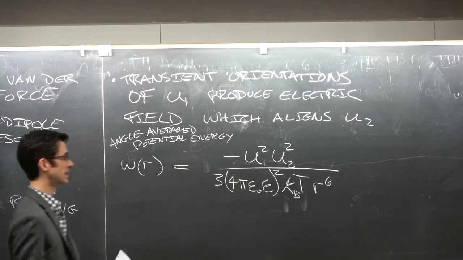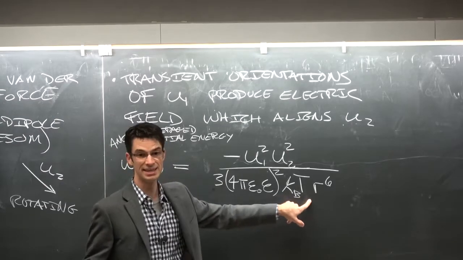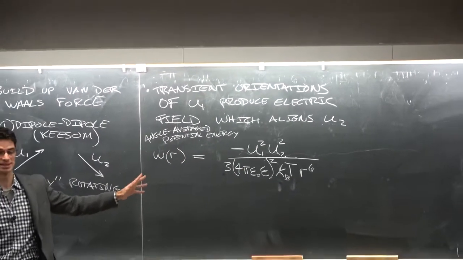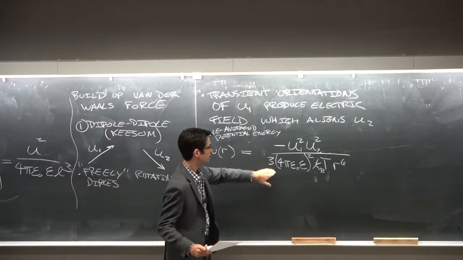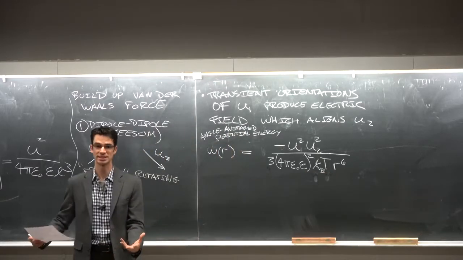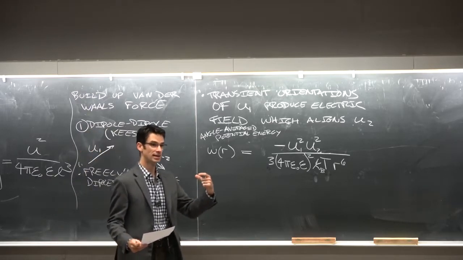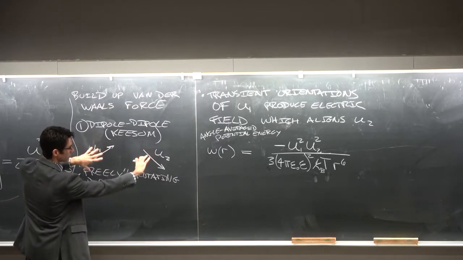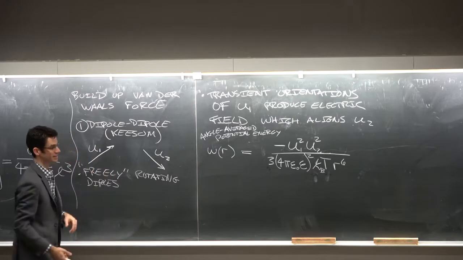times r to the 6th. Now the factor of the 3, the kB, and the T come from, I'm not going to derive this because it would take like 20 minutes to do, but it's not really that ridiculous in principle. But the 3, the k, and the T come out of an angle averaging process where the distribution of the angles of one freely rotating dipole with respect to the other influence the allowable orientations of the other.